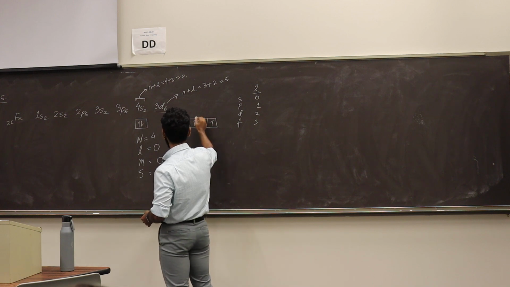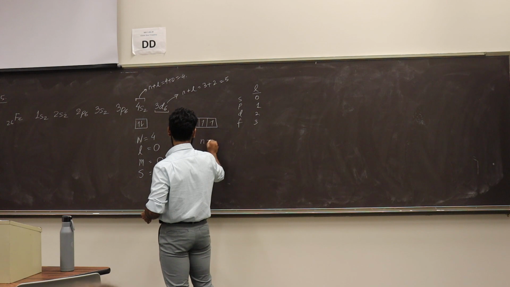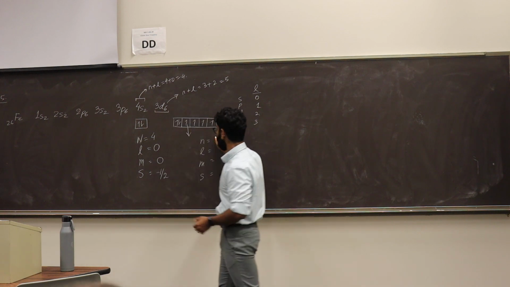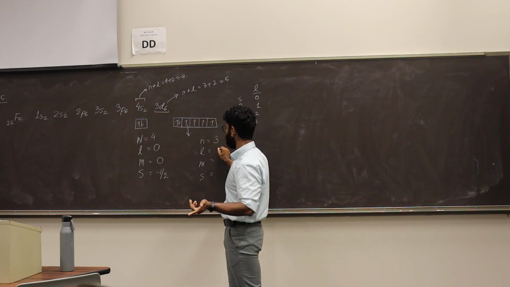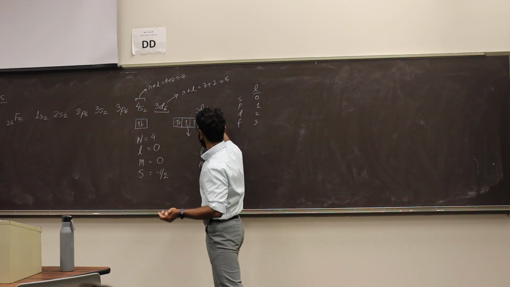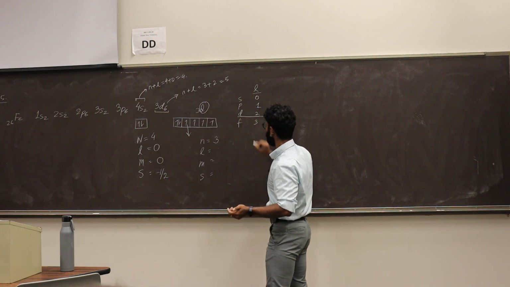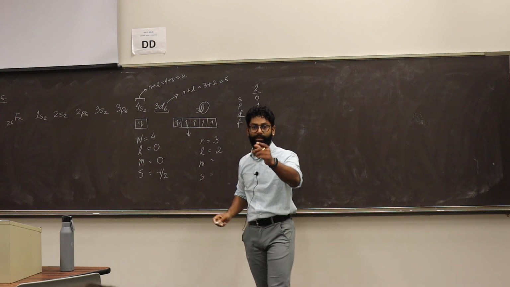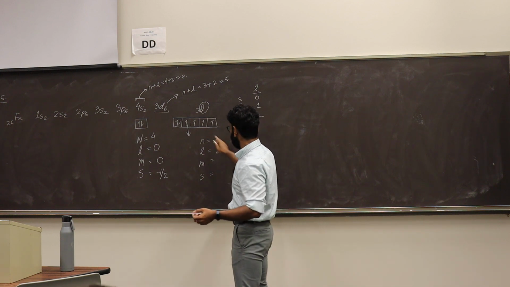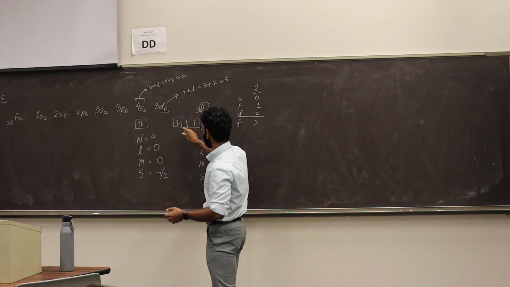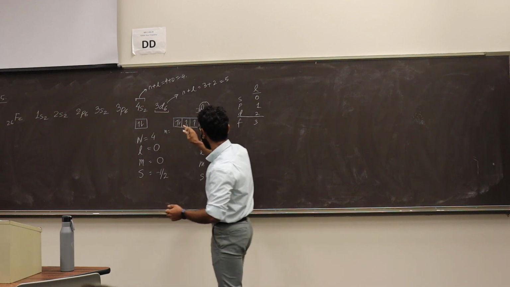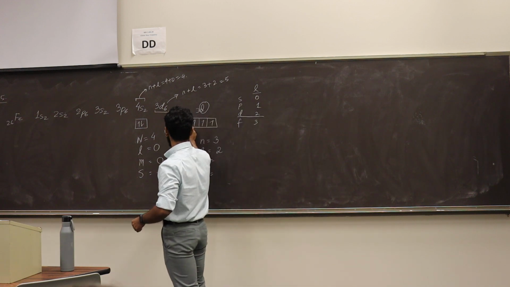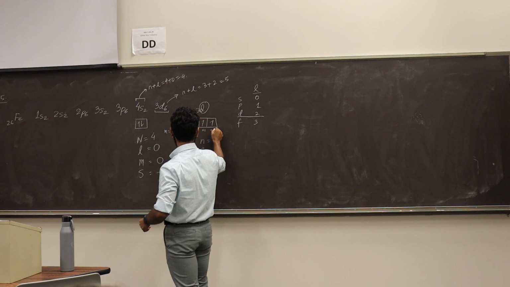So we know that this is a 3d6. What's the N? It's easy. L. D. And D is N minus 1, which is 2. And what are the M values? They can go from -2 to +2. So -2, -1, 0, +1, +2.